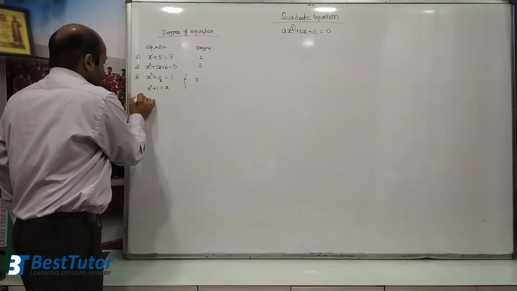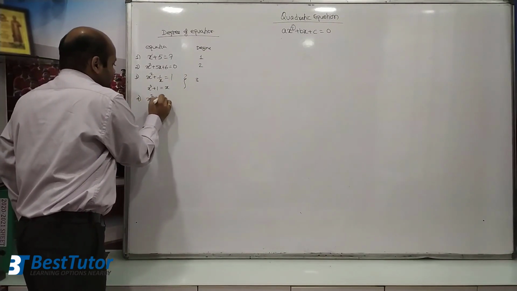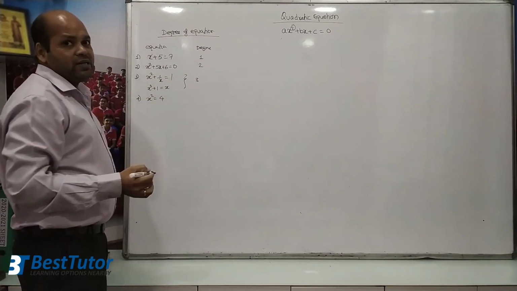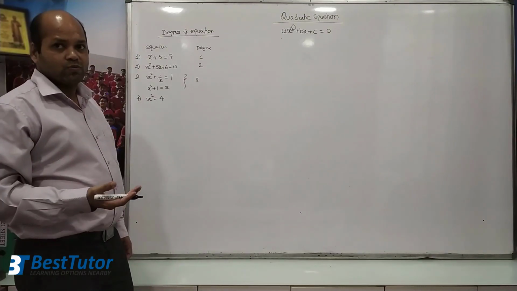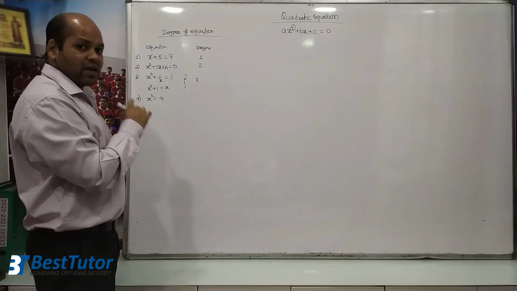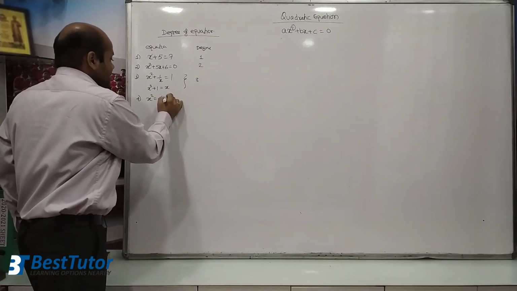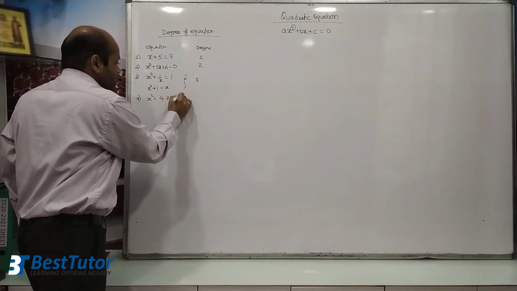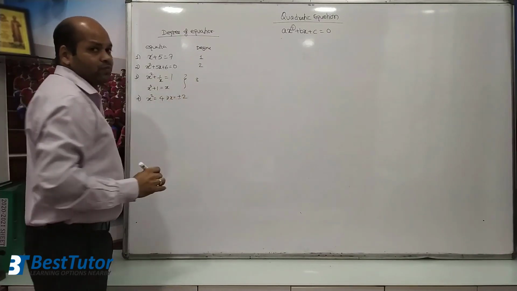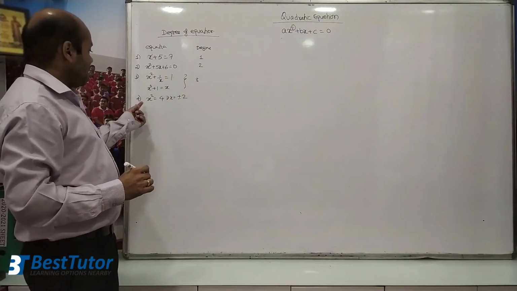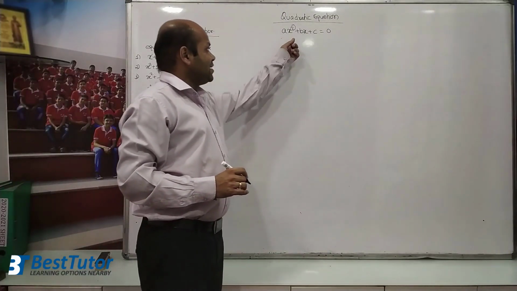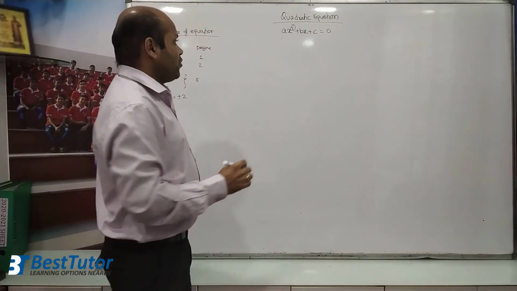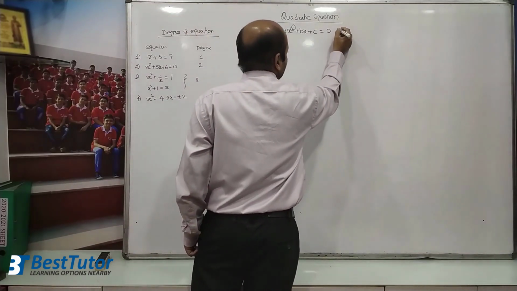I take another example. If I say x square is equal to 4, what is the square root of 4? You say it's 2. But here, x square equal to 4, what is x? x would be plus or minus 2. Because the highest power is 2, that means the degree is 2. So a quadratic equation has a degree of 2, and for a quadratic equation, we say there are two solutions.